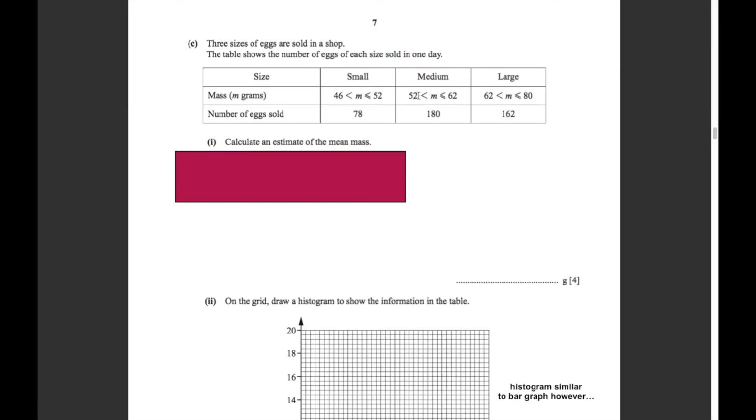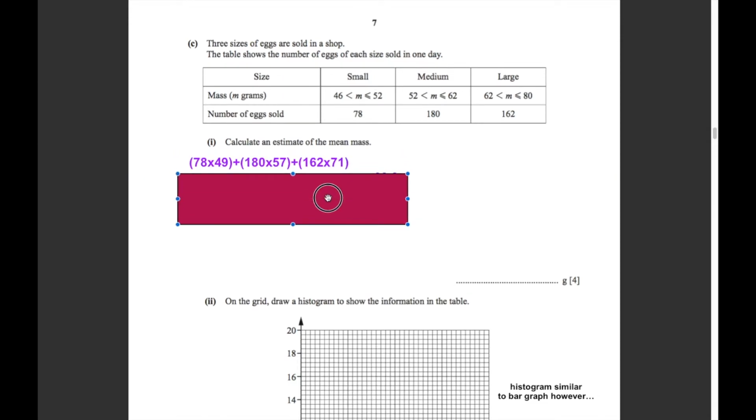It takes anything that's above 52. So it's not 52 and then a 53. So that will make our calculation a lot easier. So in order to find the mean mass, what you're going to do is take the number of eggs sold, which is 78, multiply it by the middle number.